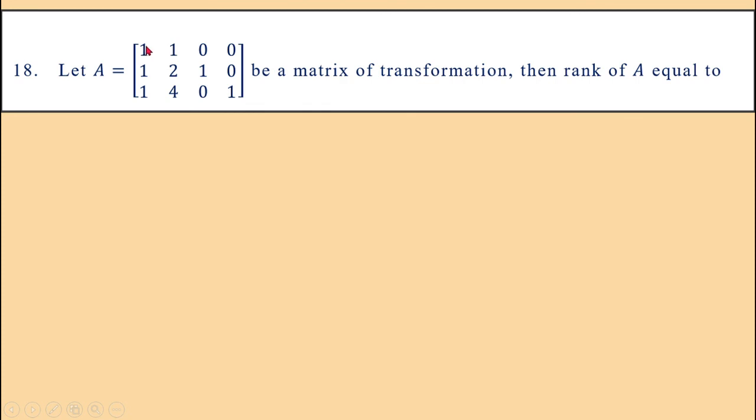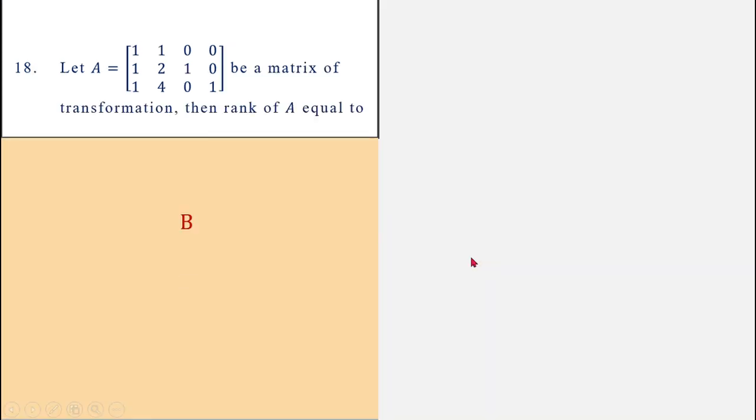18th question: let A be a 3 by 4 matrix with columns 1 1 1, 1 2 4, 0 1 0, 0 0 1, be a matrix of transformation, then the rank of A is equal to. You can find the rank of A by reducing it to the row echelon form or any other method. The options are A 2, B 3, C 4, D 1. As A has 3 rows, its rank cannot exceed 3. So option C is not correct, and the correct option is B, that is 3.